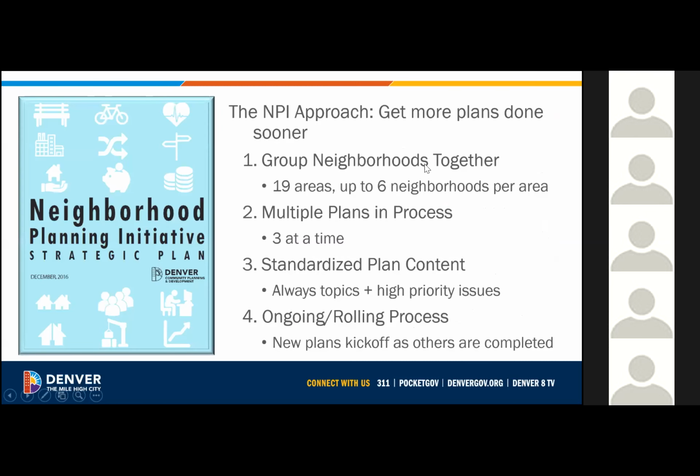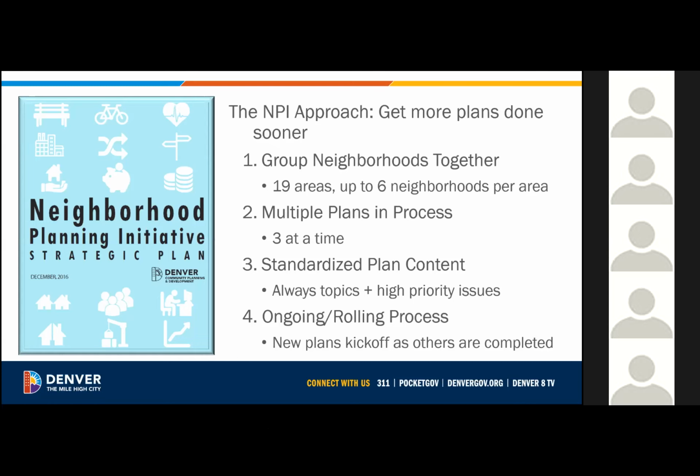So the basics of the NPI approach is to get more plans done sooner. Like I said, the main goal is to cover 100% of the city with small area plans within about a 15-year time period. And it accomplishes this by grouping neighborhoods together into 19 larger areas. There are as many as 6 neighborhoods within each of those areas. So instead of having to do 78 neighborhood plans, which is a really heavy lift, you can do a more manageable 19 NPI area plans. We have multiple plans in process at the same time. We always have 3 going at once.